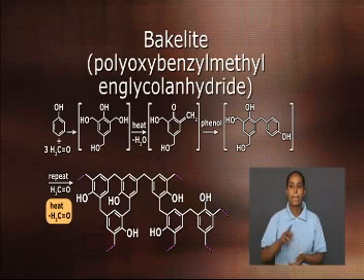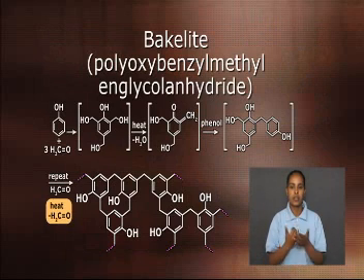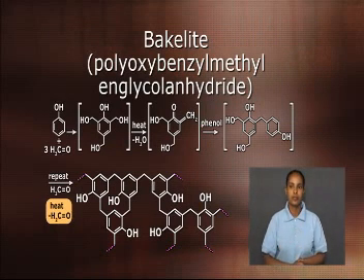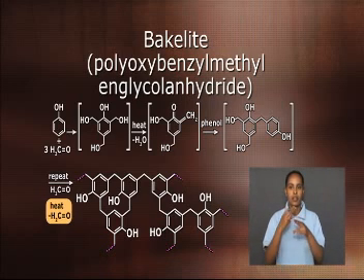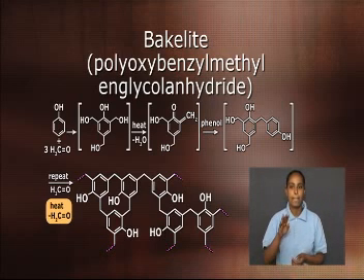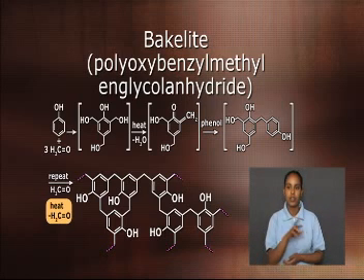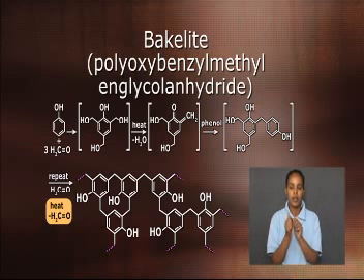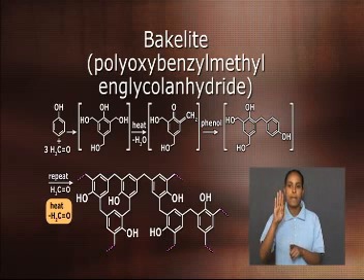Bakelite is another condensation polymer. Its chemical name is polyoxybenzyl methylene glycol anhydride. That name is quite a mouthful, is it not? The monomers of bakelite are phenol and formaldehyde. They are condensed together in the presence of an acid or a base to form bakelite. This is the chemical reaction.